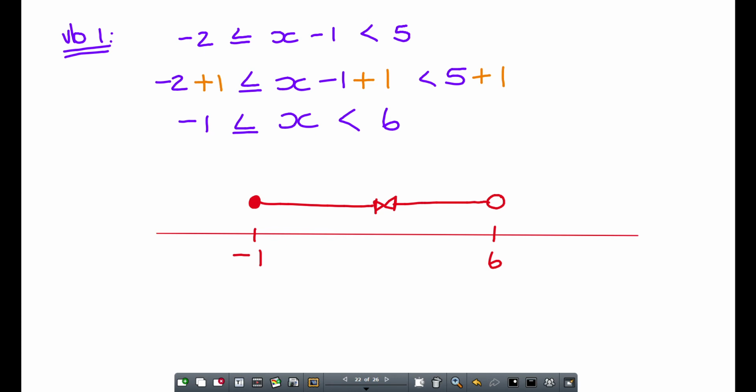Jy lees hom ons eintlik x moet wees groter en gelyk aan -1 en kleiner as 6. You read it as one thing. So we have to write it as one thing as well. So basically that has just got to be one straight line. Oh, shorts. Dis hy. Dis hoe hy gaan lyk.